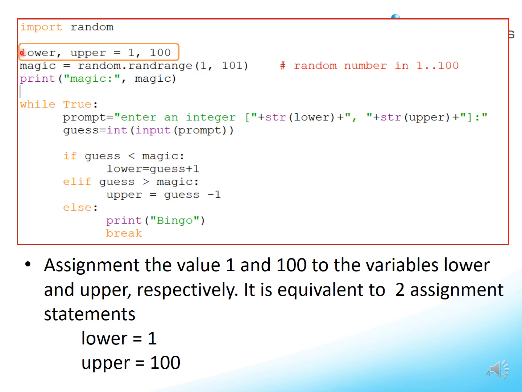The next statement is an assignment statement. It simultaneously assigns values 1 and 100 to the variables lower bound and upper bound. It's equivalent to two assignment statements, lower assigned to 1, upper assigned to 100. So actually there's no need for this syntax, but Python wants to make it fun, so it introduces this kind of shorthand notation for assignment.